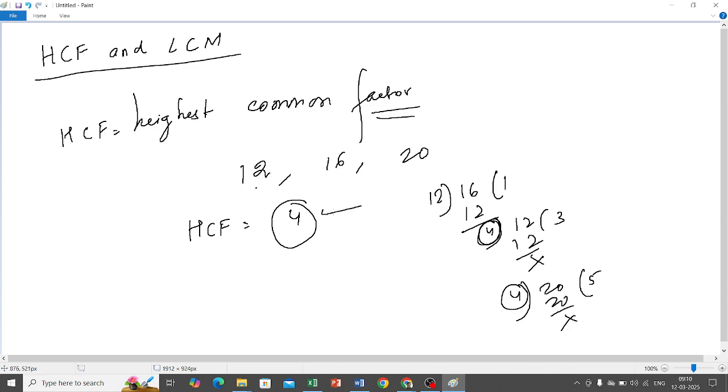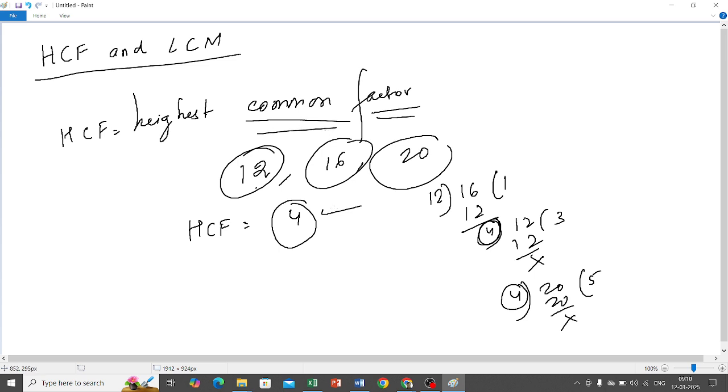So if I say 4 is a factor of 12, if I divide 12 by 4, I will get remainder 0. If I divide 16 by 4, remainder 0. If I divide 20 by 4, remainder 0. So these are called factors. Now see the meaning of the word common. Common is something which is common to everyone, right? So I have to find that factor which divides all three of them, common to everyone.